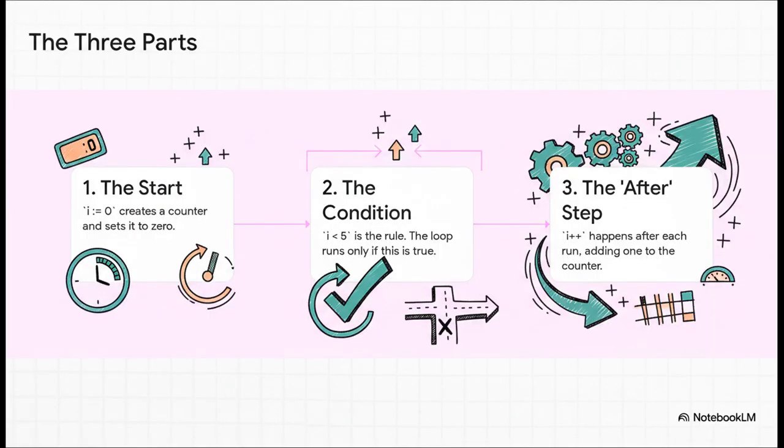So here are the three essential parts. First up, you've got the start, or the initialization, i equals 0. This part only happens once, right at the very beginning. Next, you have the condition, i less than 5. This is the important part. It gets checked before every single time the loop runs. If it's true, we go again. If it's false, we stop. And finally, there's the after step, i++. This runs after the code inside the loop is done, getting everything ready for the next round.